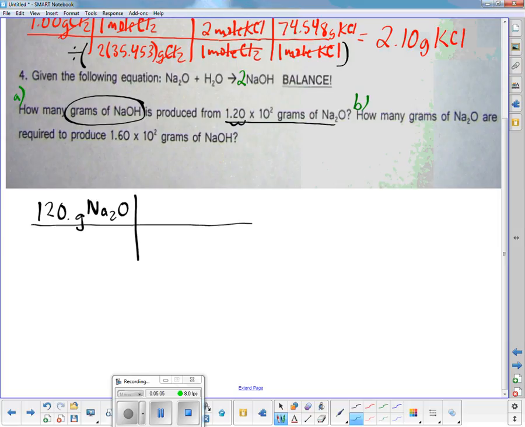Okay, again, the first step is changing from grams to moles. So 1 mole of Na2O, and I've got to change it to grams of Na2O. So I'm going to times sodiums by 2, add oxygen, and I'll end up with a mass.